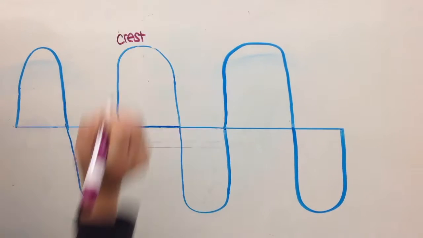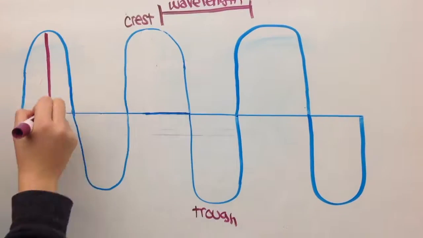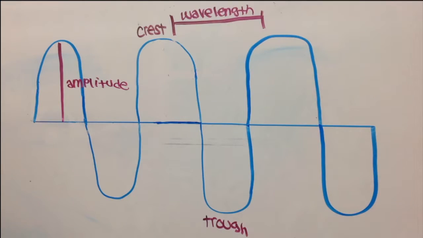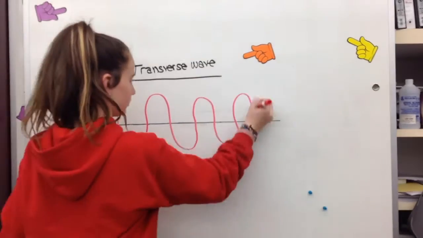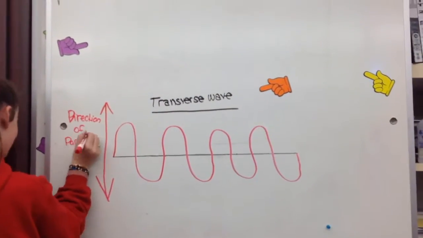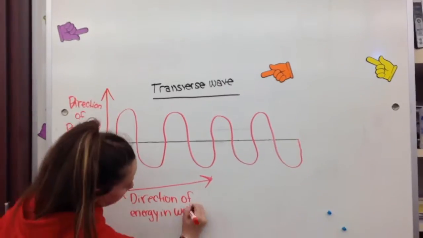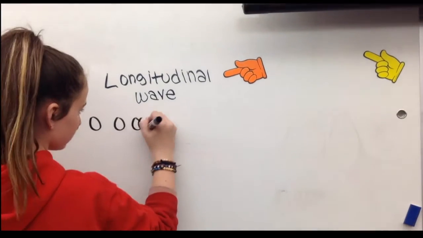The crest, the trough, the wavelength, and the amplitude. This wave is a transverse wave. The particles in a transverse wave move up and down perpendicular to the direction of the wave. This is a longitudinal wave.